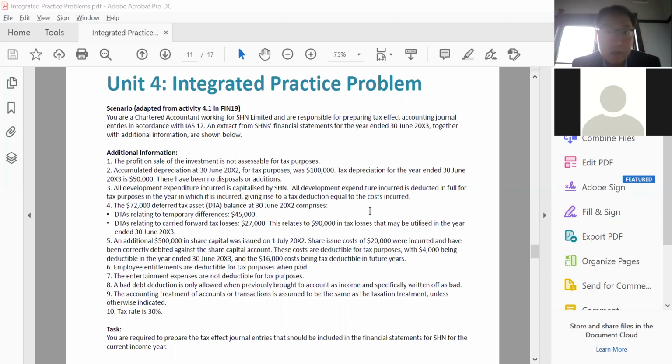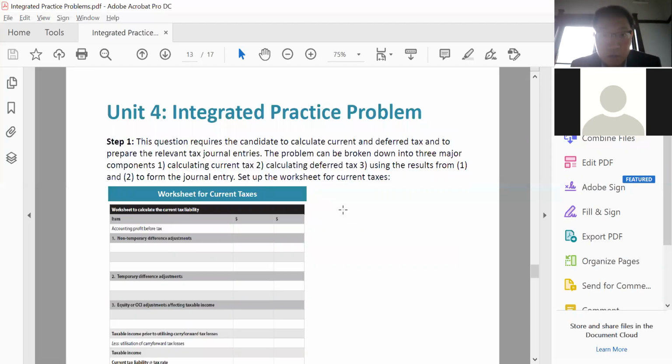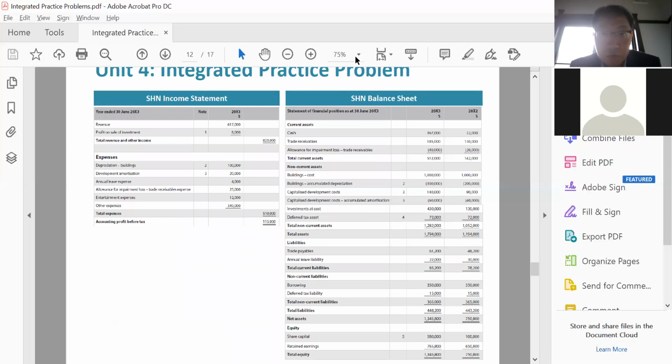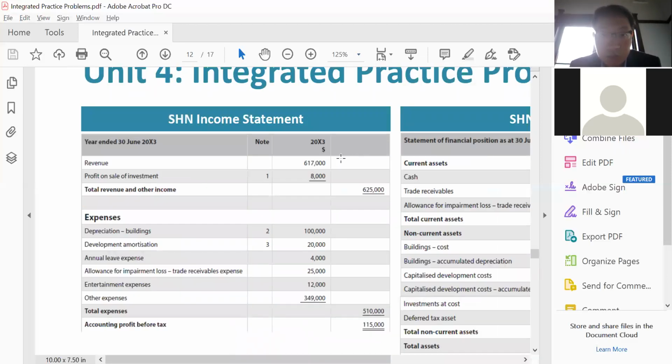Now you are told that there are a number of key pieces of information that's going to be relevant to you for doing this, in addition to an extract of the balance sheet and the P&L, which you are given on the next page. So you can see that you have been provided with an extract of both the income statement and the balance sheet. Okay, so this is what the income statement looks like.